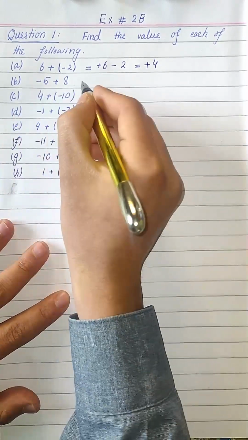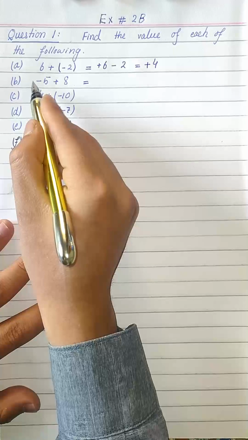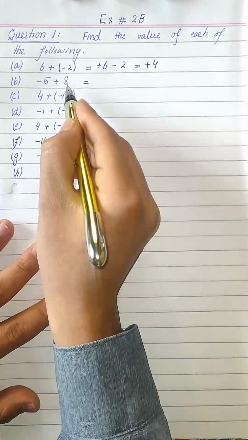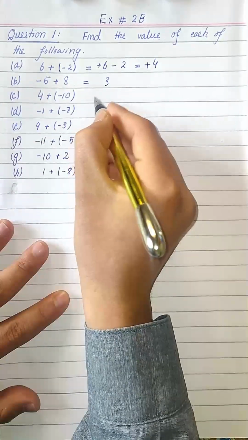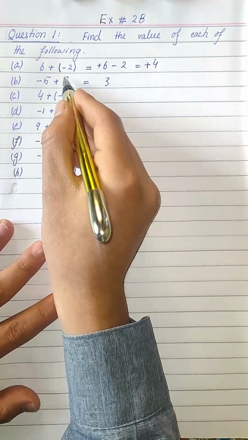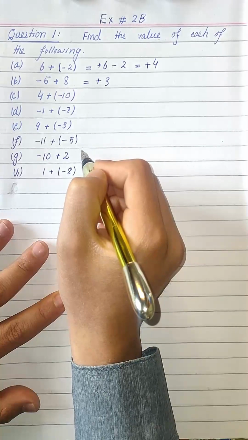And then in part B, we have two values where both of their signs are different, so we just have to subtract the smaller value from the greater value. So 8 minus 5 is 3, and with the answer we are going to write the sign of the greater value. Here 8 is the greater value and it has a positive sign, so the answer will be positive 3.